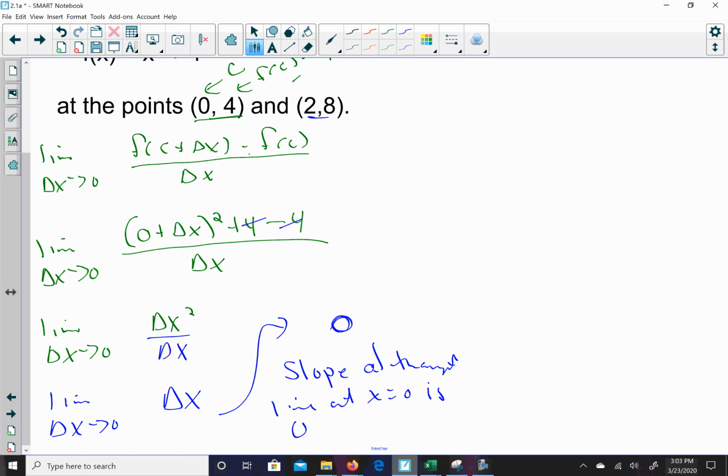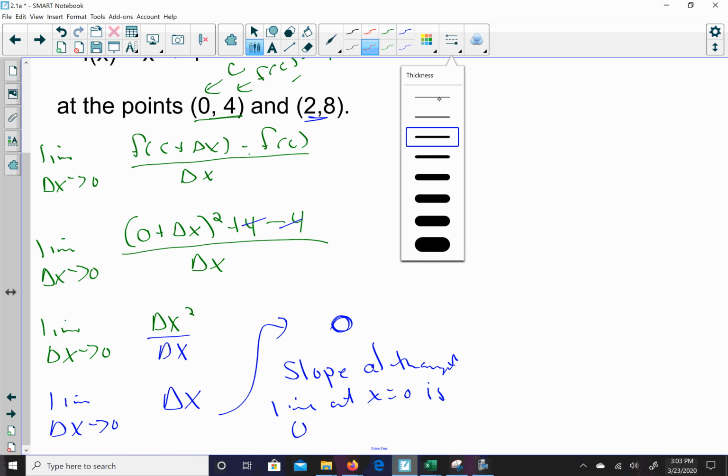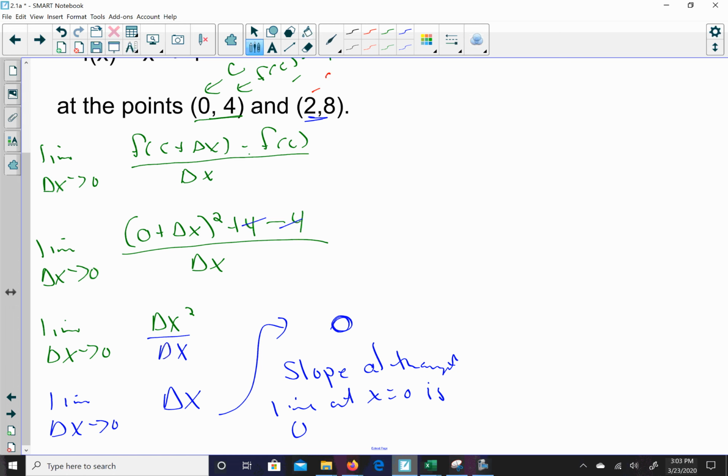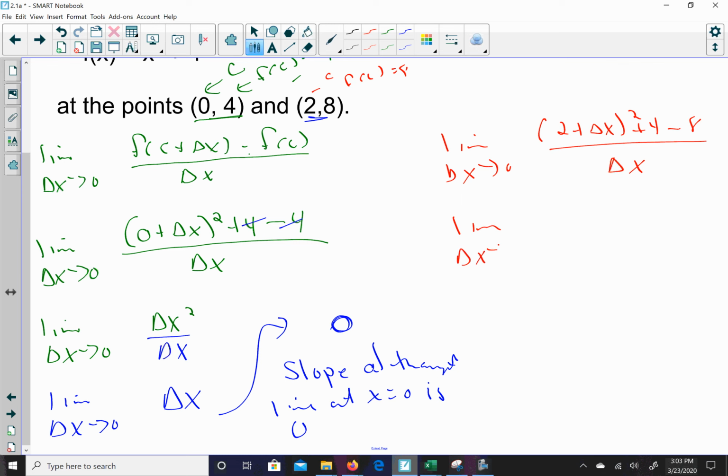Okay, let's do this point, (2, 8). I'm going to try and switch colors for you. I'm going to do the same thing just to clarify. This is my c. f of c is going to equal 8. So when I substitute into this formula, I'm going to take the limit as delta x approaches 0 of 2 plus delta x squared plus 4 minus f of c, which we just said was 8, all over delta x.